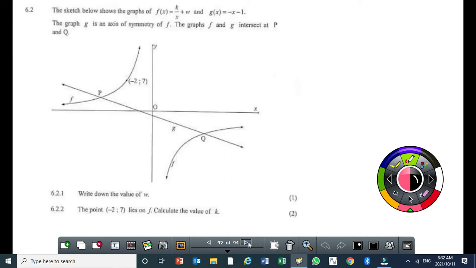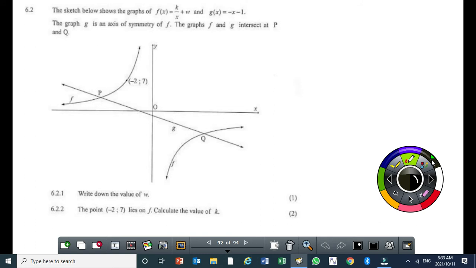Right, the next question. This was a combination of a straight line and a hyperbolic graph. Okay, so you are given the equation of the hyperbolic function. It's f of x equals k over x plus w, and the straight line is g of x equals minus x minus 1. Right? Then the graph of g is an axis of symmetry of f. So this graph here is an axis of symmetry. The graphs of f and g intersect at point q and also at p there.